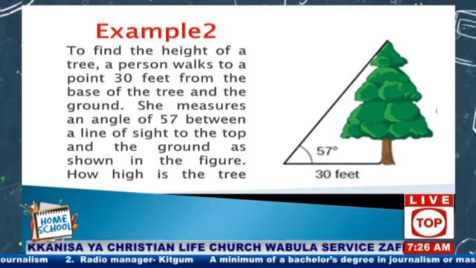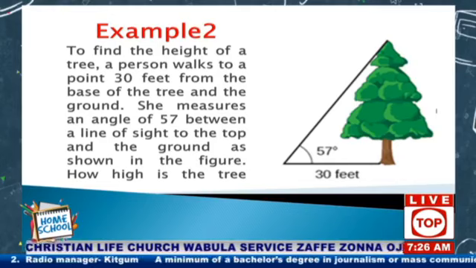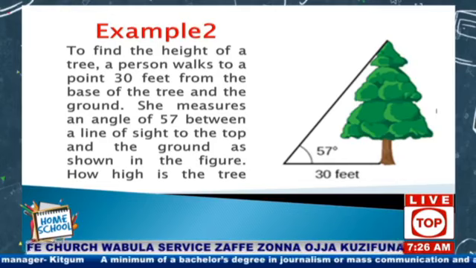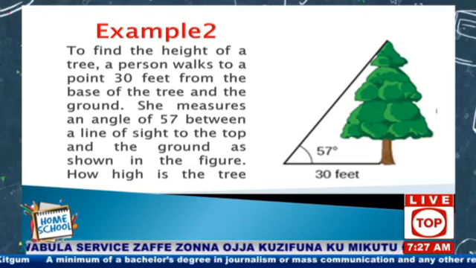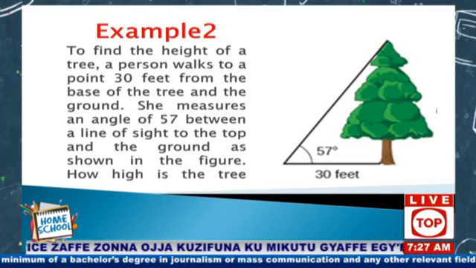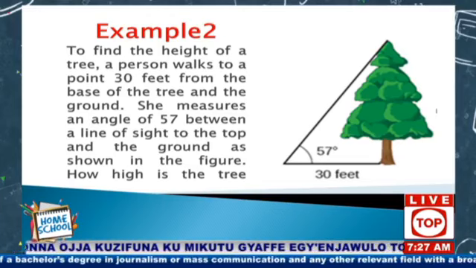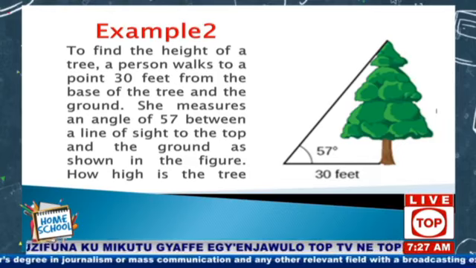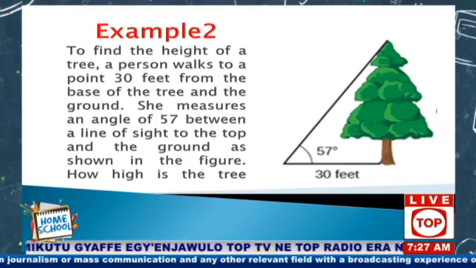high-rise landforms are. So here's a simple example for us: to find the height of a tree, a person walks to a point 30 feet from the base. The base is like where the tree stump is set, the foot.